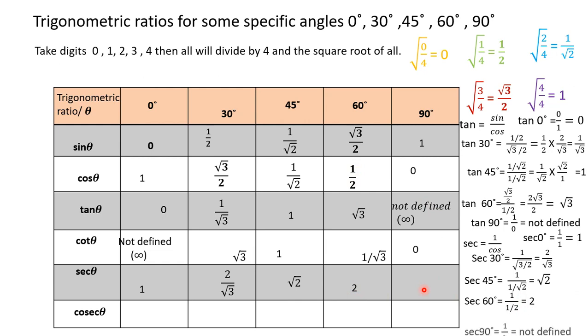Then for sec 90 degree, we write 1 upon cos 90 degree, that is 1 upon 0, and 1 upon 0 is again undefined, so we can write it is equal to infinite. So sec 90 degree is infinite.